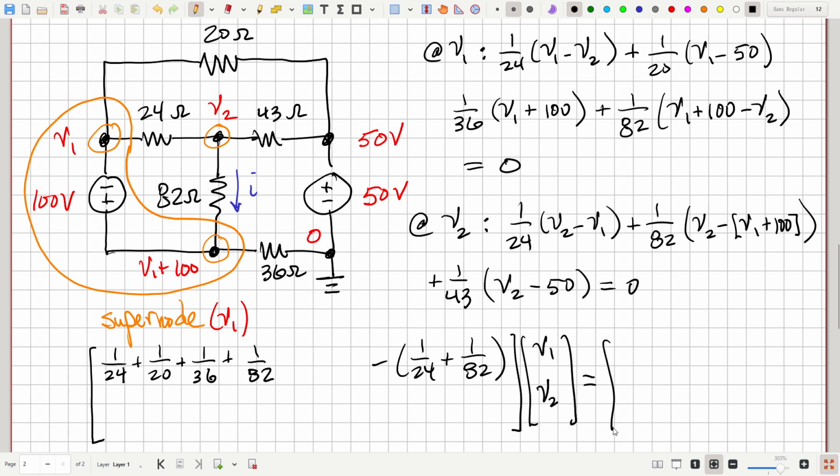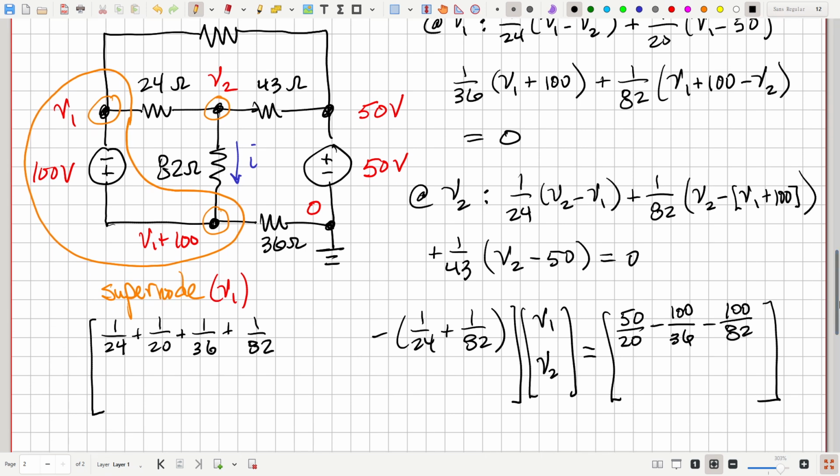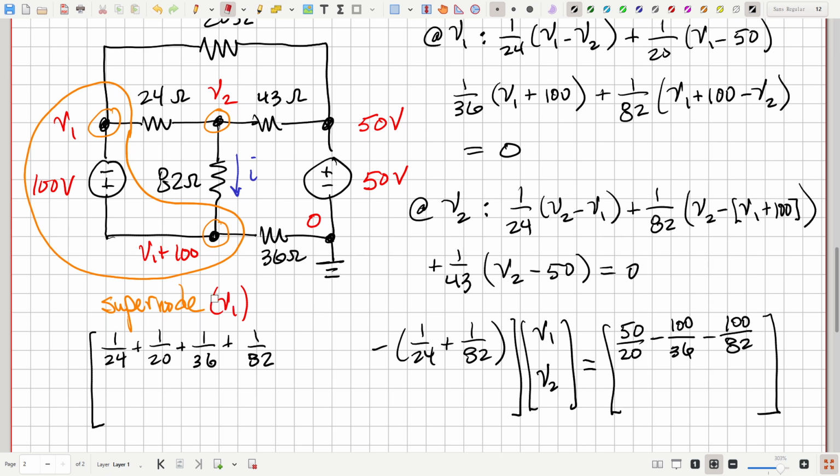And the right-hand side would be all the constant terms here. Well, here we got minus 50 over 20. So that becomes, when we move it to the right, plus 50 over 20. Here we've got plus 100 over 36. That becomes minus 100 over 36. And then here's plus 100 over 82, becomes minus 100 over 82. So that's from the equation at the supernode, where the variable's V1.